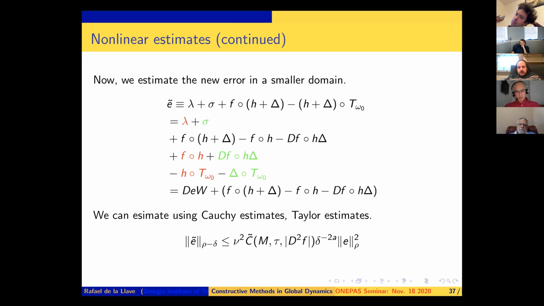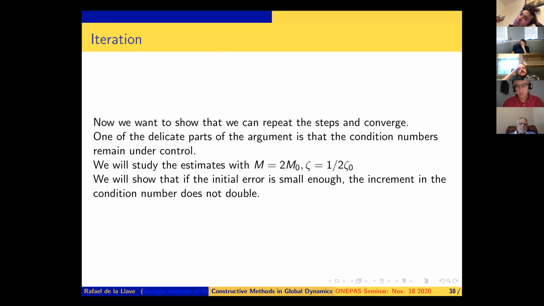Okay, so that's basically the things that you get from the W and so on. As I told you, I am trying to simplify things as much as possible, so I sacrifice sharpness for simplicity. And then you want to show that you can repeat the steps and converge, and of course the condition numbers remain under control.